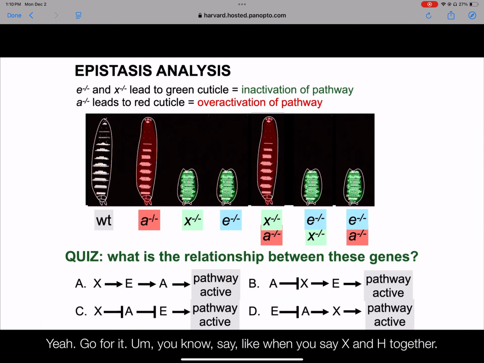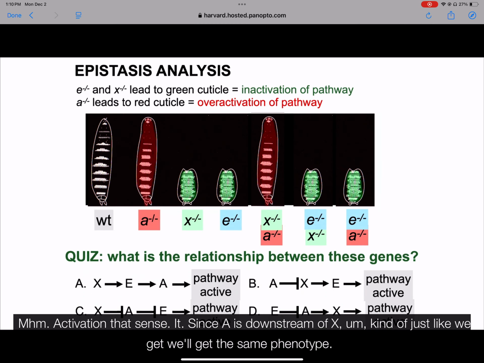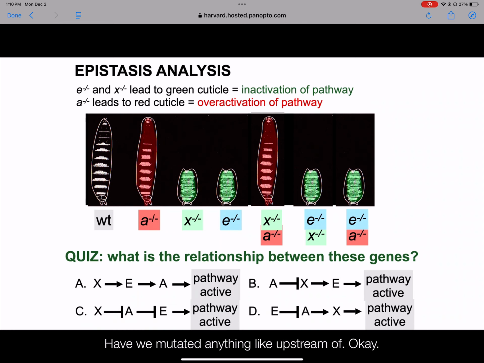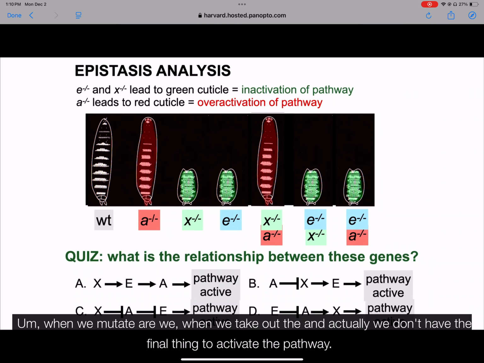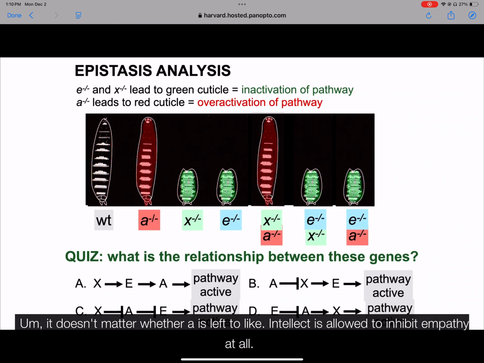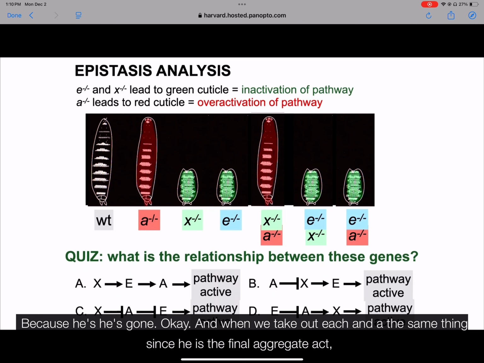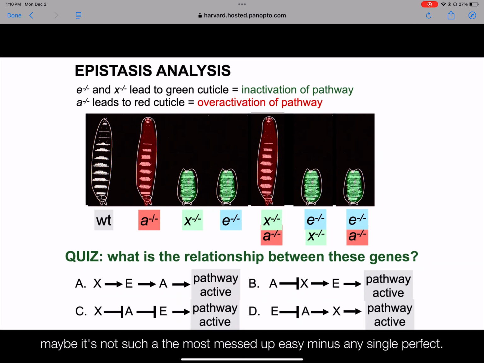When you mutate X and A together, we get overactivation. That makes sense because A is downstream of X, so we'll get the same phenotype as having mutated anything upstream of A. So A is downstream, so we're going to look like an A mutant. When we take out E and X, we don't have the final thing to activate the pathway, so it doesn't matter whether A is allowed to inhibit E at all, because E's not there. And when we take out E and A, the same thing: since E is the final activator in the pathway, the most downstream, it should match the single E minus phenotype.